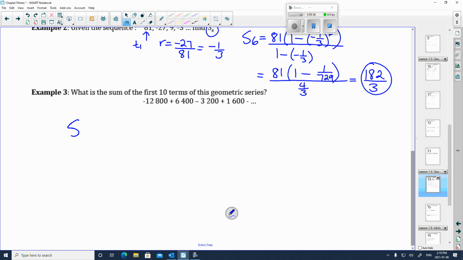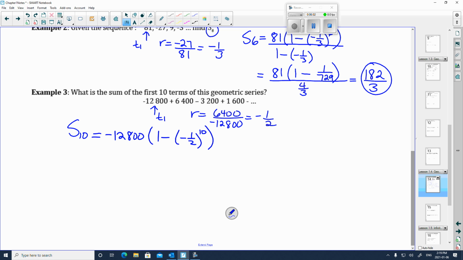So we're finding S10. We have the first term. The ratio, I have to calculate: 6,400, that's the second term, divided by the first term, which is negative 12,800. And that reduces to negative 1/2. So S10 would equal negative 12,800, which is the first term, 1 subtract negative 1/2 to the power of 10. Again, because this is the power of 10, that means you're going to get a positive out of that, but you're still subtracting. So then 1 subtract negative 1/2.